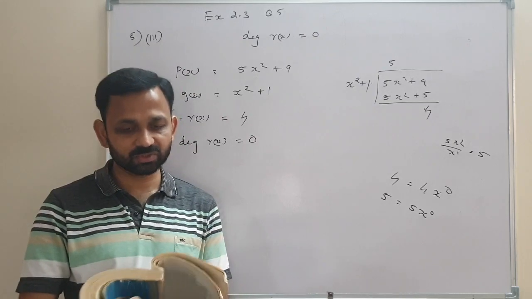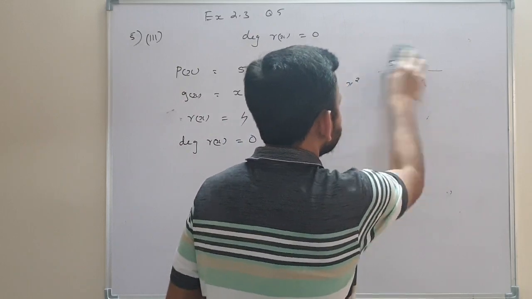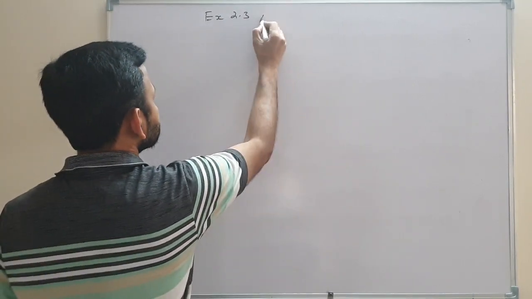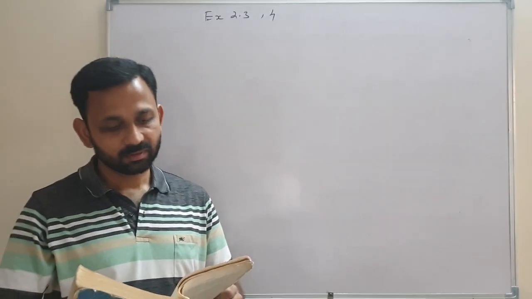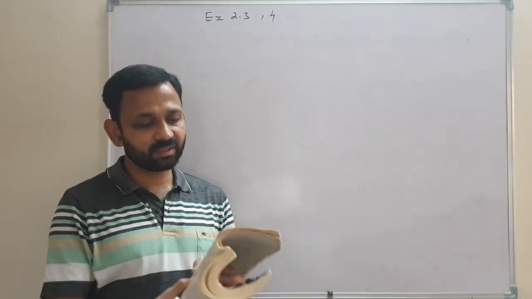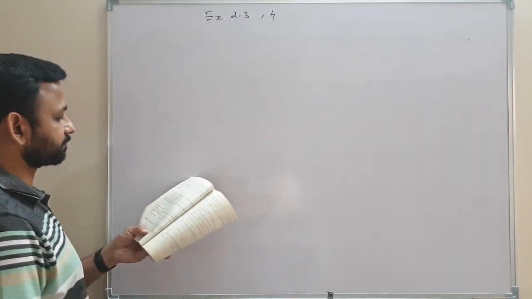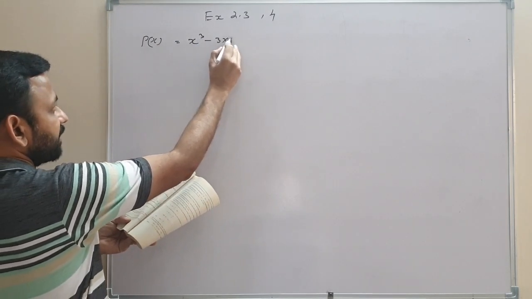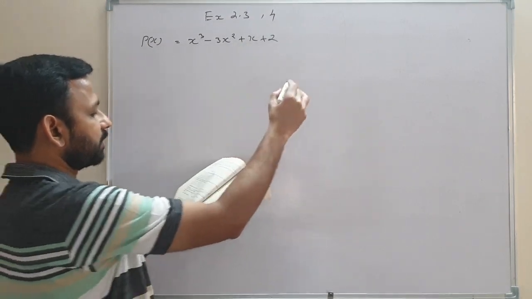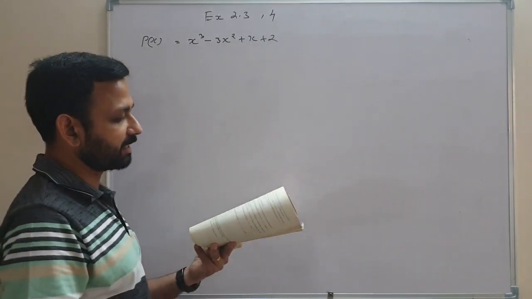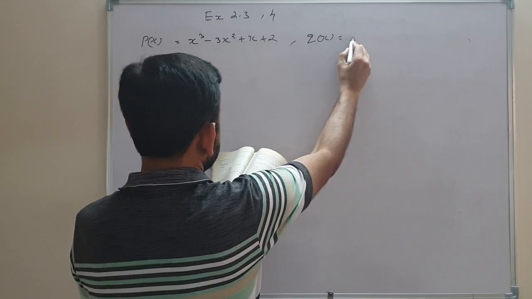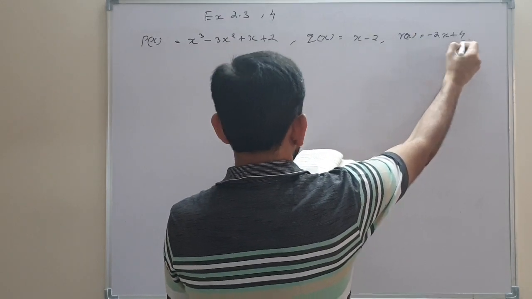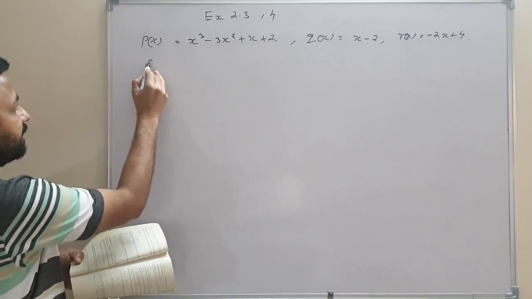Then we have one more question, the fourth question. On dividing x³ − 3x² + x + 2 by a polynomial g(x), so here p(x) is equal to x³ − 3x² + x + 2, the quotient and the remainder are given: the quotient is x − 2 and the remainder is −2x + 4 respectively. Find g(x). We need to find g(x). That is our question.